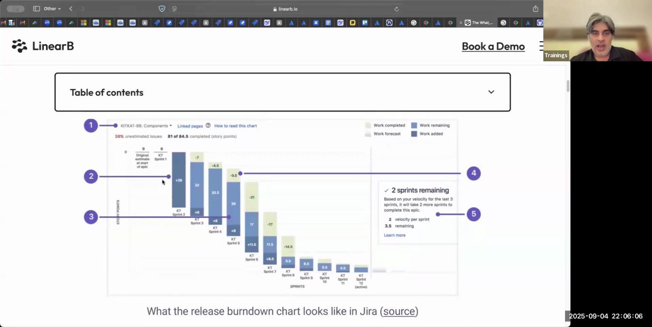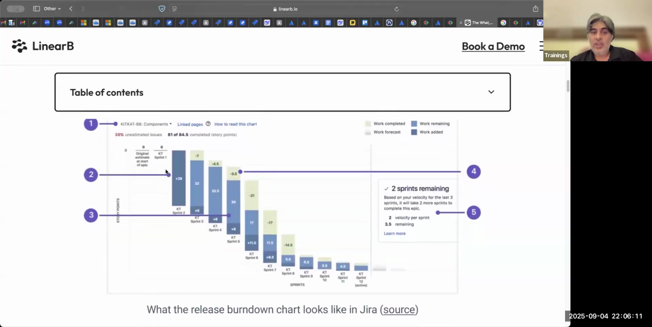So how many sprints does this release have? This is a release burn down chart. It has 12 sprints. So most likely, if it is a 1-week sprint, it is a 3-month release. If it is a 2-week sprint, then it is 12 into 2, 24 weeks, which is roughly a 6-month release. So let's assume this is a 3-month release with 1-week sprints.